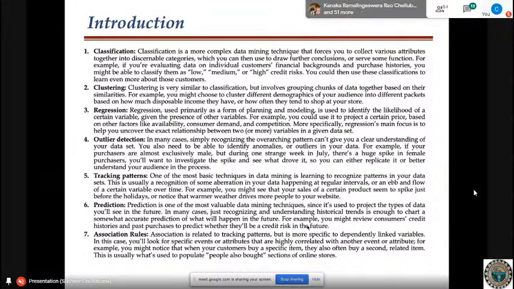Okay, prediction. Prediction is nothing but analyzing something based on historical data and predicting something. Actually, I worked with hurricane data.